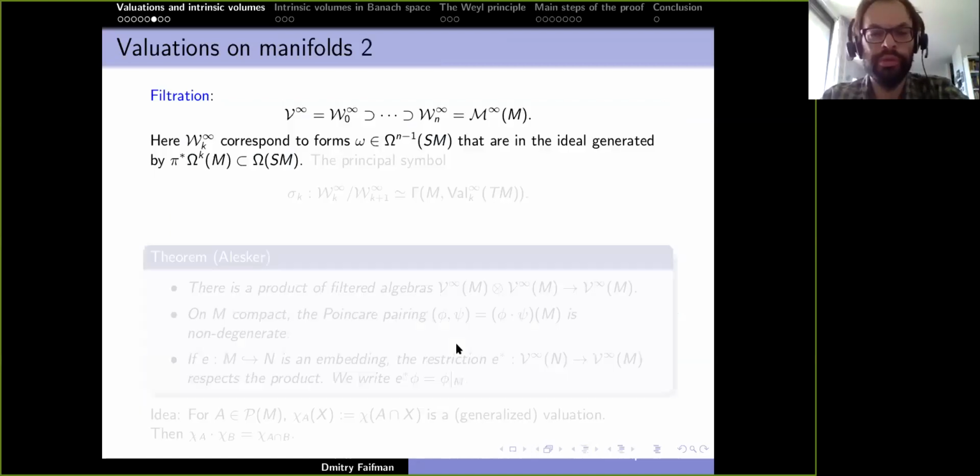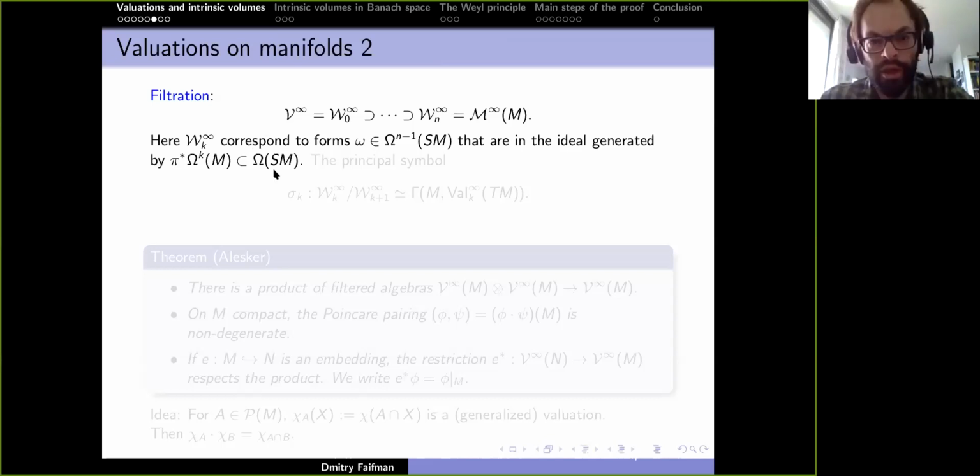A little bit more about valuations on manifolds. We no longer can talk about homogeneity, but there is a filtration that generalizes homogeneity. W0 is everything, Wn, something which you should locally think of as measures. That's when you have just mu, no omega, just the interior term. And Wk is when you work with a form that, when you write it in coordinates, has dx1 to dxk, and the other parts of the form come from the vertical fiber.